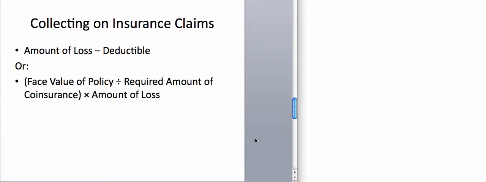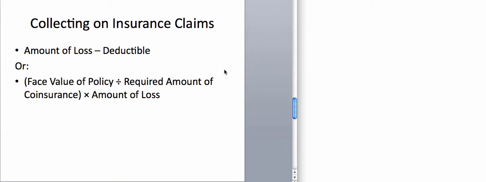The last thing is collecting on insurance claims. There are two different ways. If it's just a standard insurance claim with a deductible, you'll take the amount of loss, subtract out the deductible, and that's the amount that the insurance will pay. But if you have co-insurance, it's a little bit different. You have to take the face value of the policy divided by the required amount of co-insurance, and then you multiply that by the amount of loss. Make sure you get this equation written down to help yourselves out.